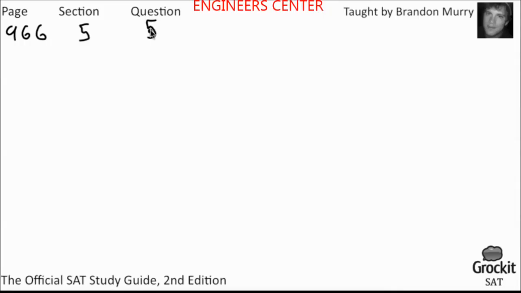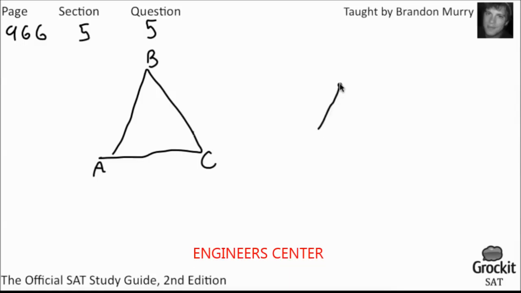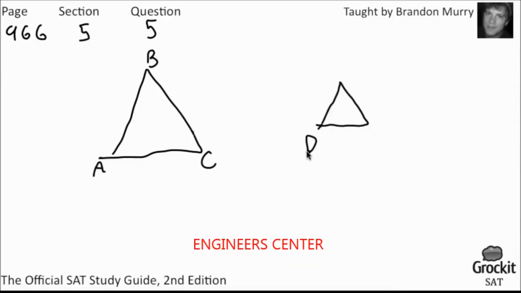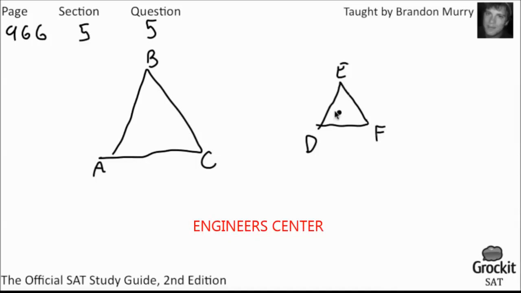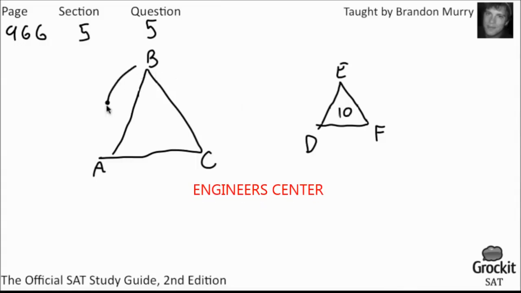Question 5. All right. It says the perimeter of equilateral triangle ABC. That is a perfectly drawn equilateral triangle. The perimeter of this equilateral triangle is 3 times the perimeter of equilateral triangle DEF. So DEF is a little bit smaller. In fact, it's 1/3 smaller than this triangle. So if the perimeter of DEF is 10, what is the length of one side of ABC?